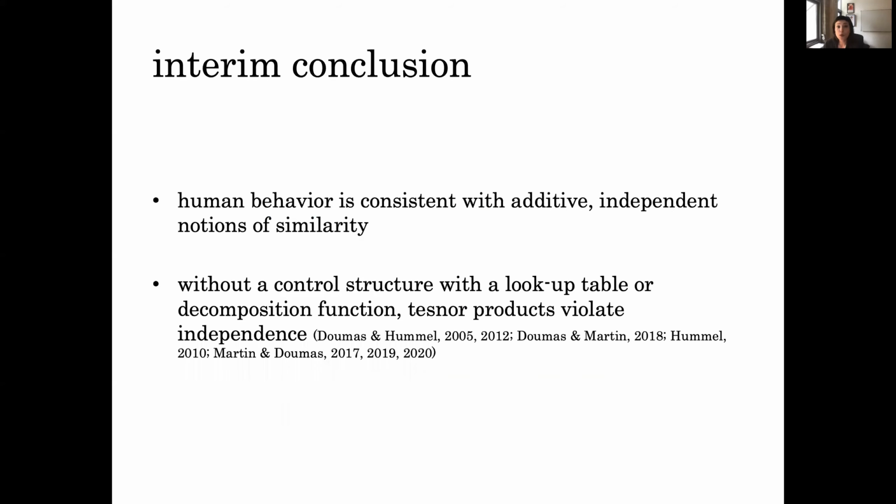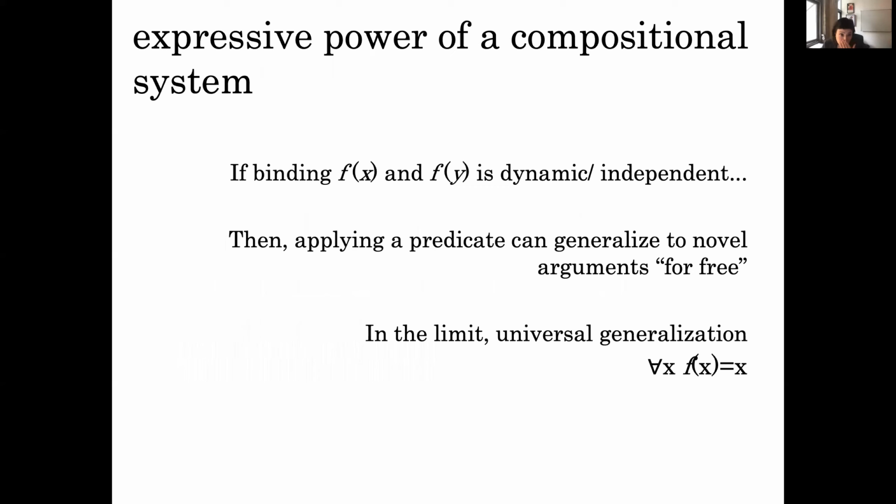So what we can conclude from this is that human behavior seems to be more consistent with additive, independent notions of similarity contributing to this. This isn't to say that tensor products aren't useful for us in some ways, but we need to at least consider what information they are missing out on. And it's clear now that without a control structure, lookup table, or a decomposition function, tensor products will violate independence.